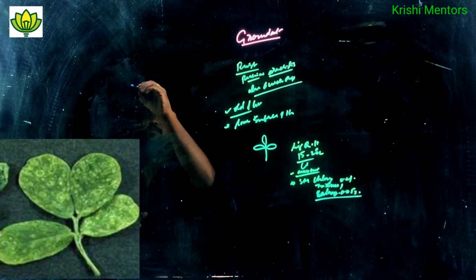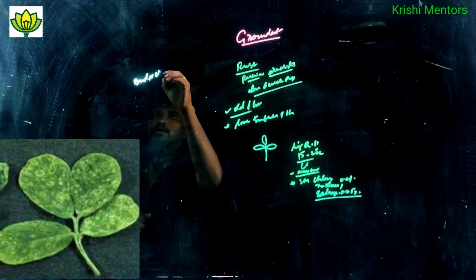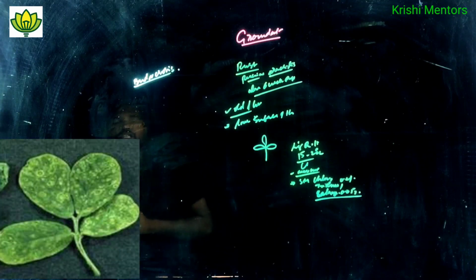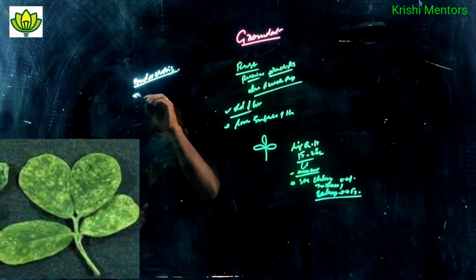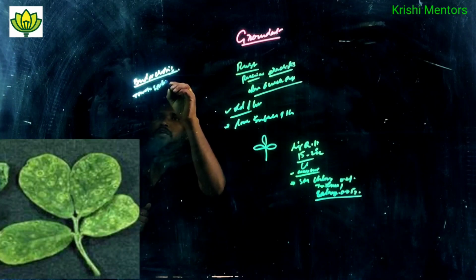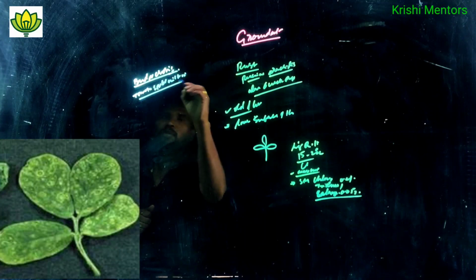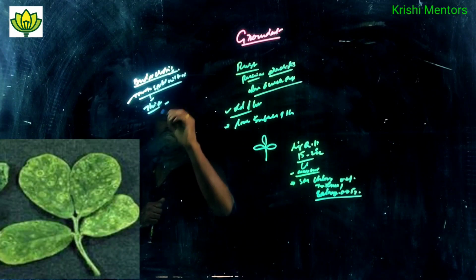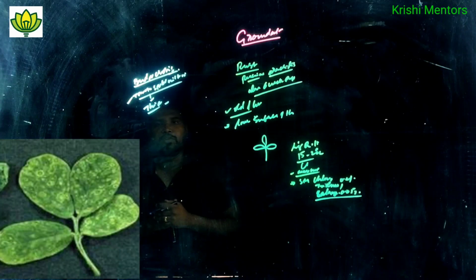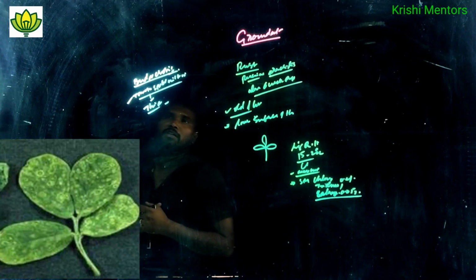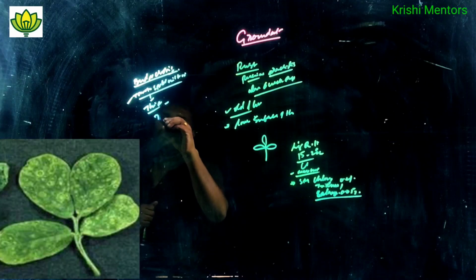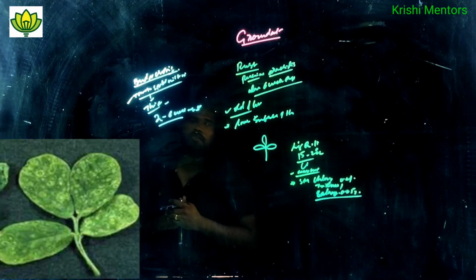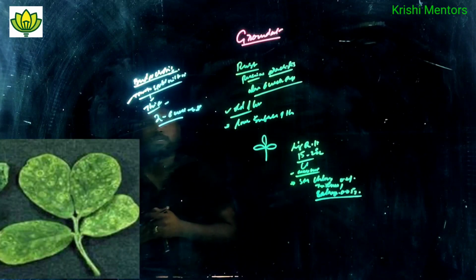Third one, this is the bud necrosis. This disease is caused by the tomato spotted wilt virus. This disease is transmitted by the thrips. This is the insect. Generally, the symptoms appear in 2 to 6 week old plants, or 2 to 6 weeks after sowing of the groundnut plant.